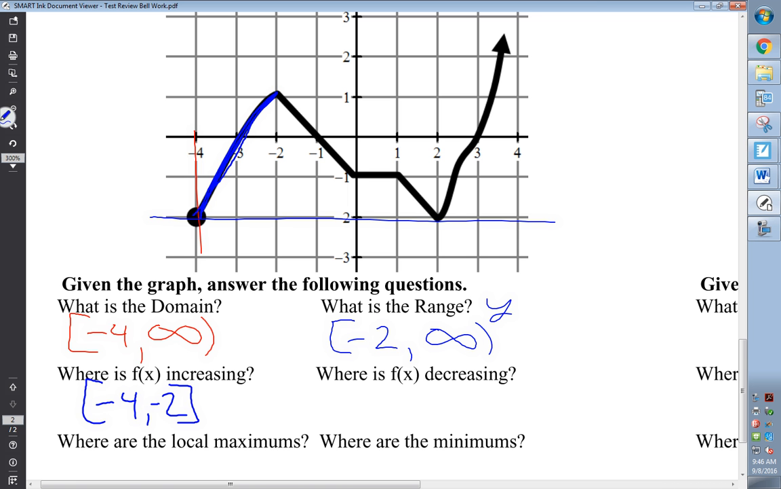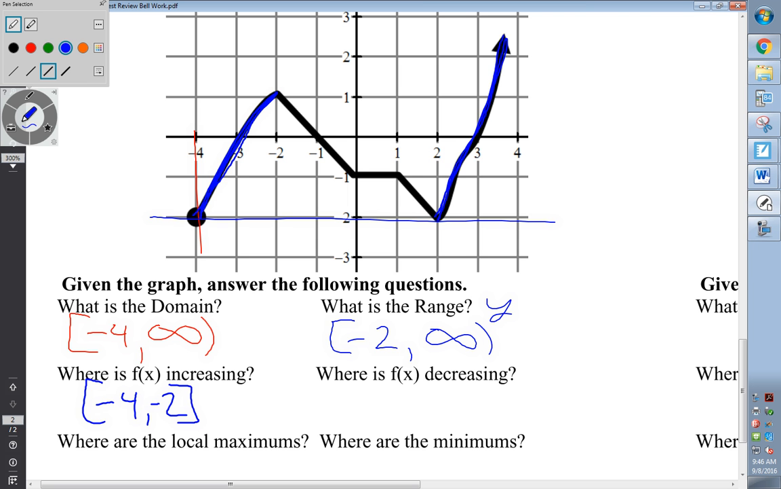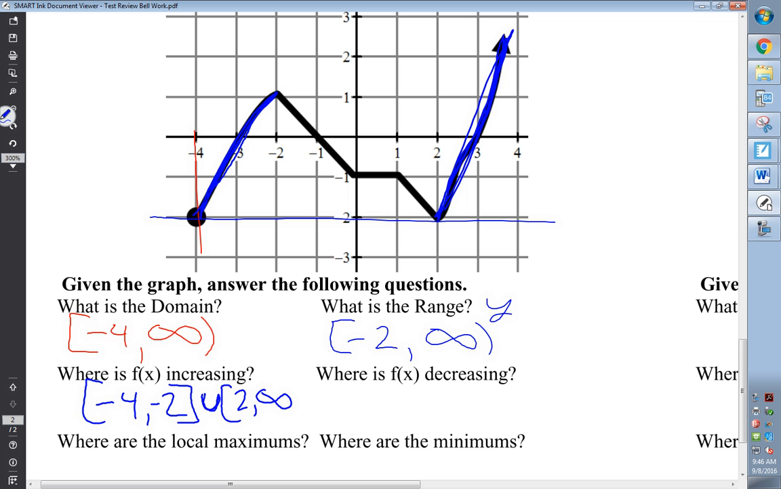Then what happens, Jeremy? Okay, good. We jumped there, but that's fine. From 2 until infinity, we're increasing again. So from 2 till infinity, I'm increasing. I always like to jump back and forth, but that works. He's got the right spot there.